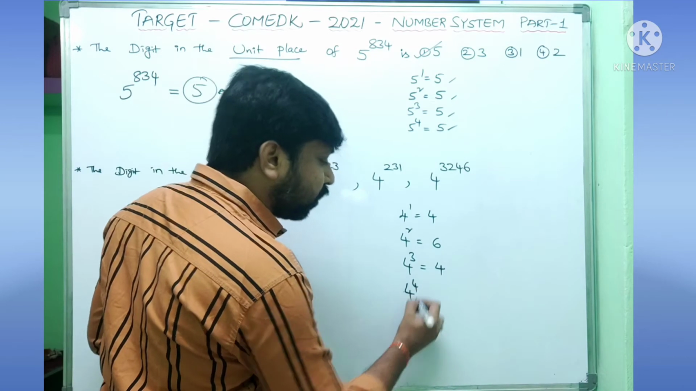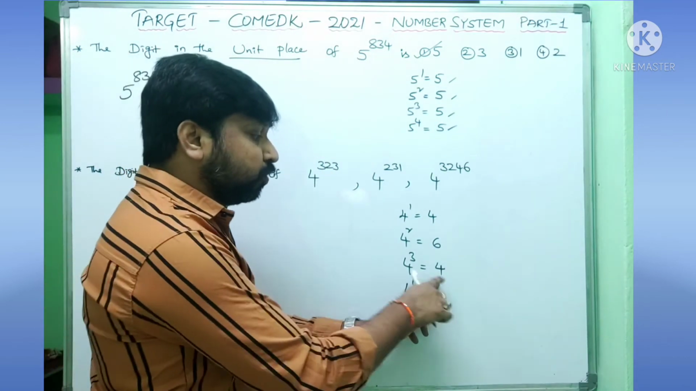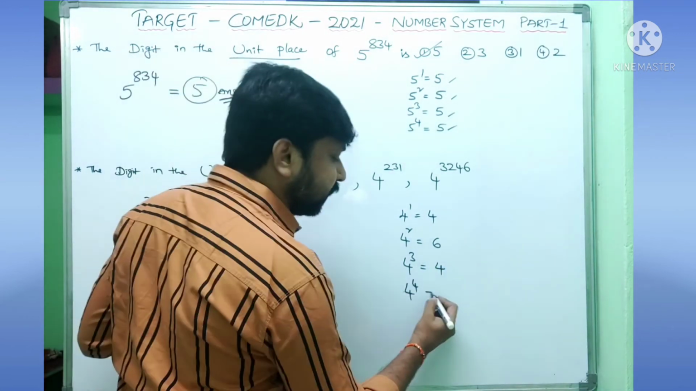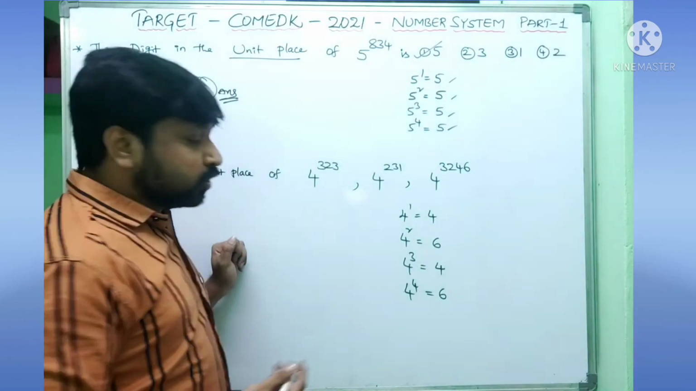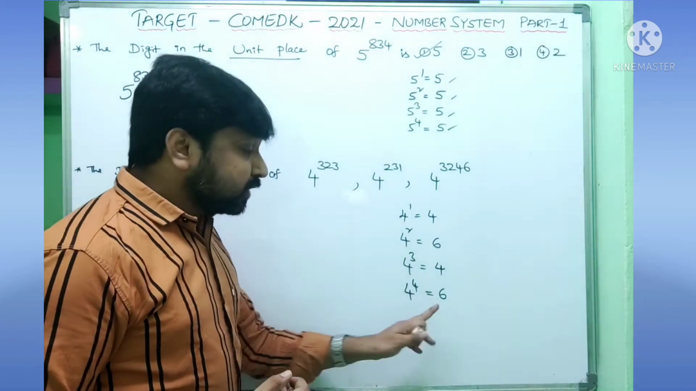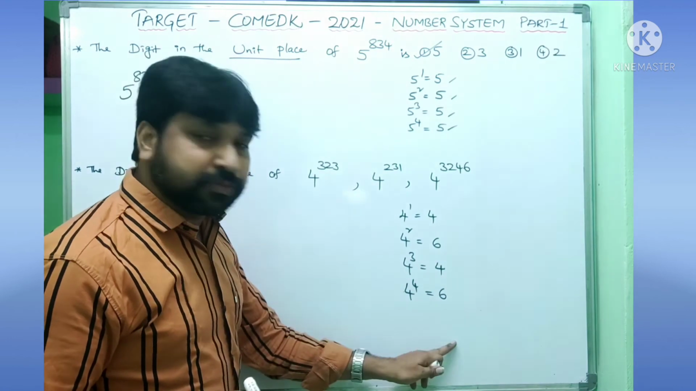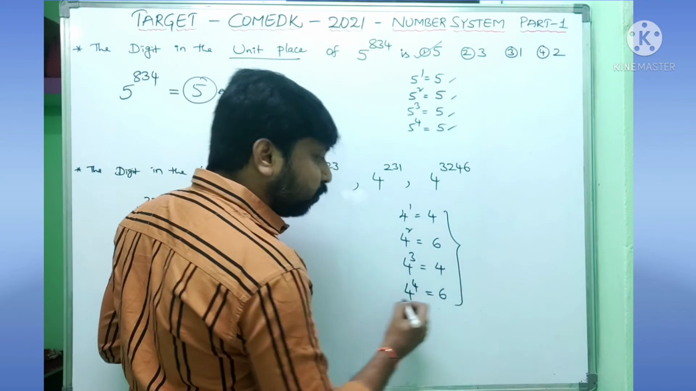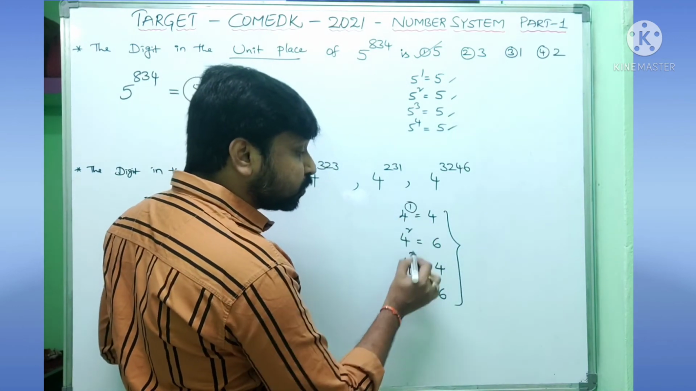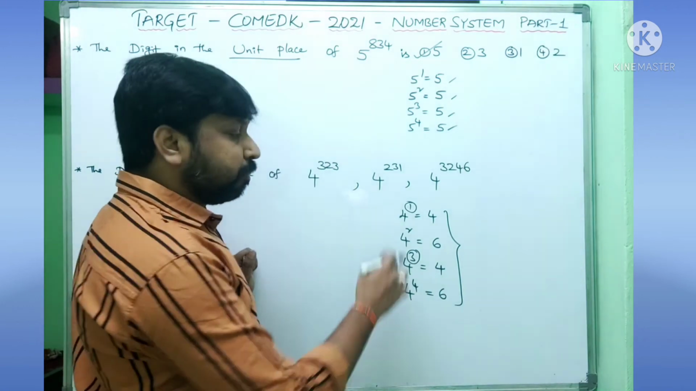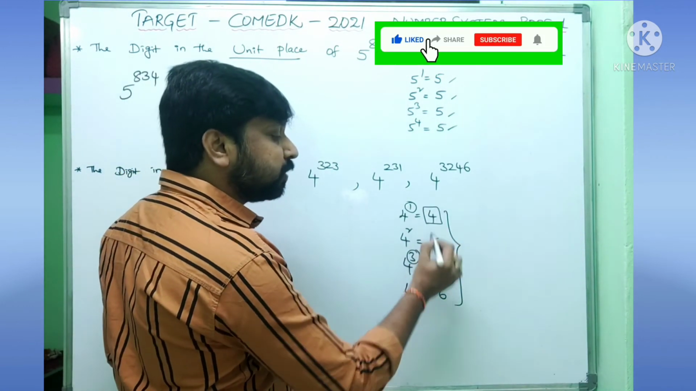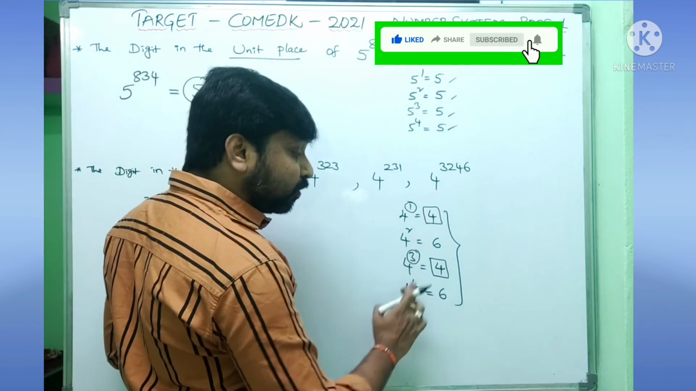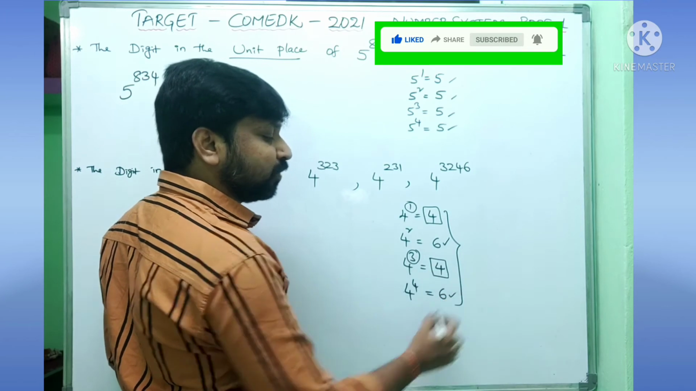Again, 4 power 4 means 4 cube times 4. The units place of 4 cube is 4, so 4 into 4 is again 16. Then for 4 power 5, 6 into 4 is 24, and it repeats 4. So if you observe, 4, 6, 4, 6 repeats. By this observation, what can we write? Whenever 4 power follows an odd number, the units place is 4 only. Whenever 4 power follows an even number, the units place is 6 only.